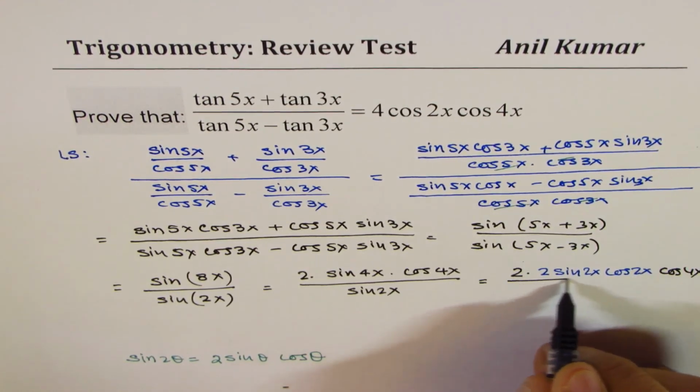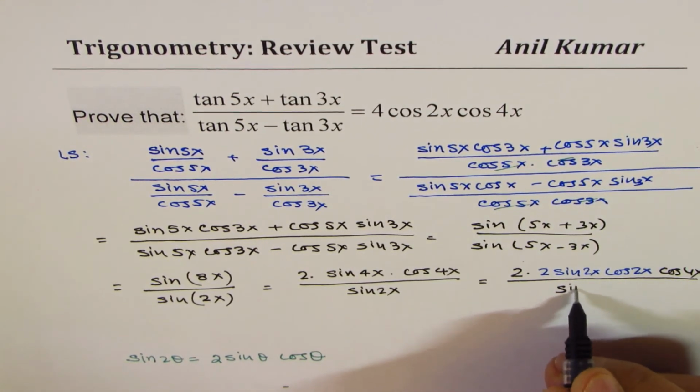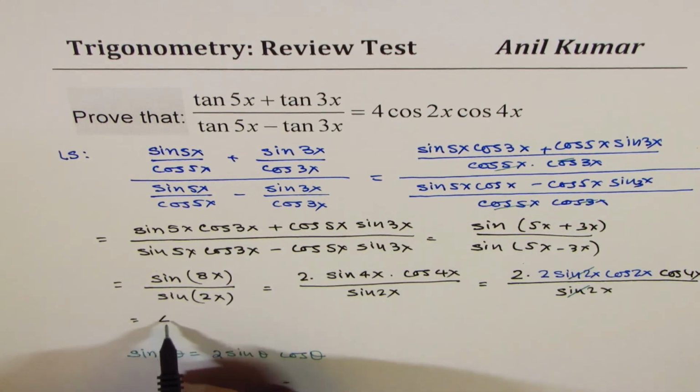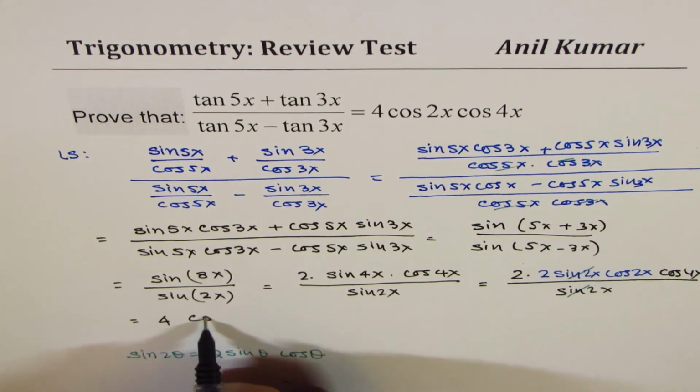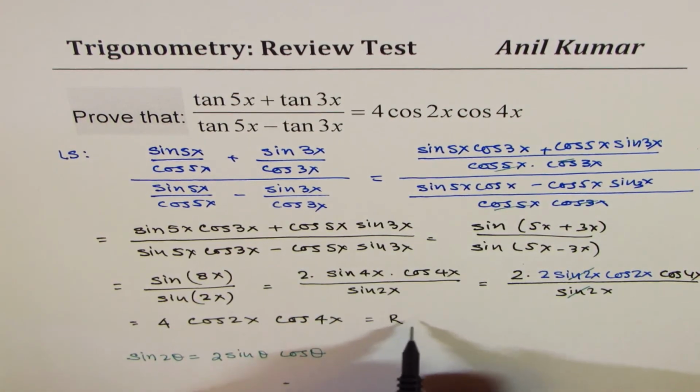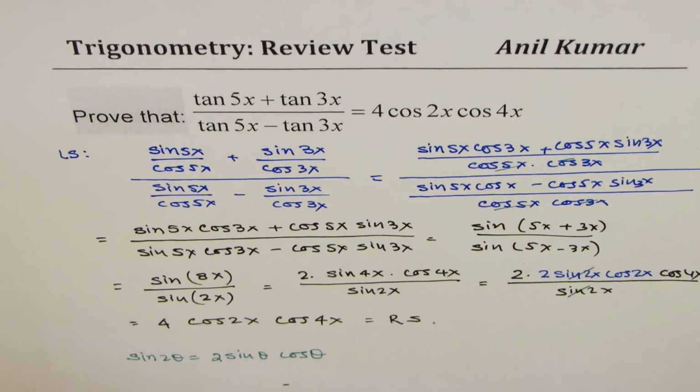Does it make sense to you? We have sine 2x in the denominator. Now sine 2x cancels. 2 times 2 is 4. So we get 4 cos 2x cos 4x, which is the right side. Is it okay? So this is how you can prove this identity. I hope you learned in this series how to derive the formulas and also how to do questions based on these formulas. Thanks for watching and all the best.